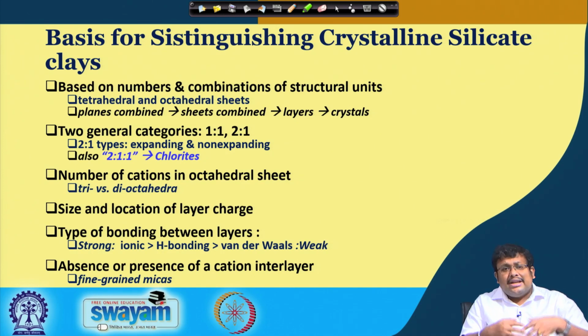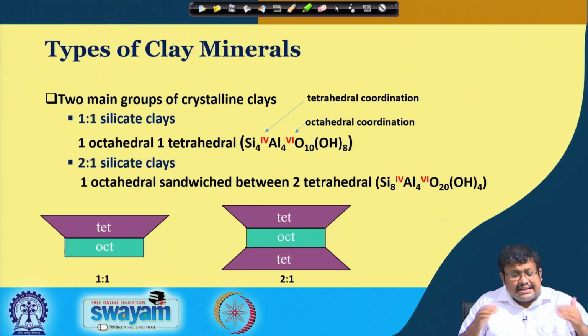And also based on the number of cations in the octahedral sheet, so either it is trioctahedral or dioctahedral, depending on the size and location of layer charge, and depending on the type of bonding between the layers, because you know that there are different types of bonding like ionic bonding, hydrogen bonding, van der Waals bonding. So, based on these different types of bonding and their strength also, we can distinguish different types of silicate clays, and also based on the absence or presence of cationic interlayers, we can distinguish different types of clay minerals like fine grained mica. So, let us first discuss the types of clay mineral.